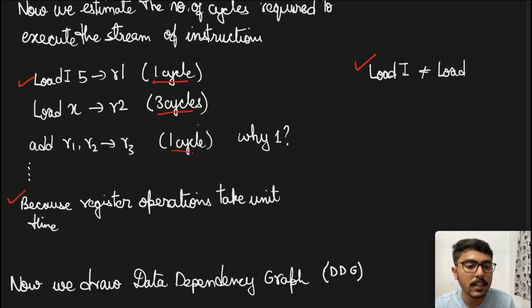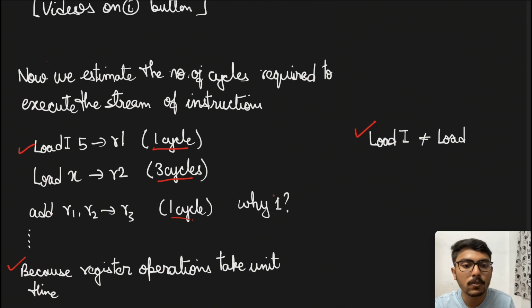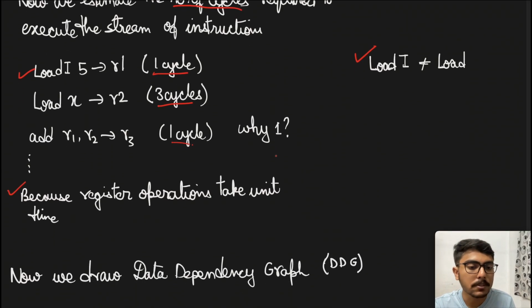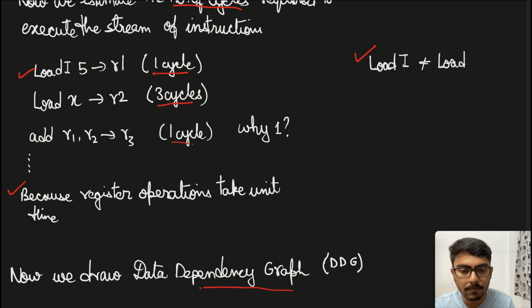So then we have this, which is what we will do for all the instructions to estimate their number of cycles required. This is what the compiler does as well, although it does not have the exact information according to the system. Based upon its assumption, it just tries to calculate the number of cycles it will require. Perfect. Now we come to the next part, which is the data dependency graph.